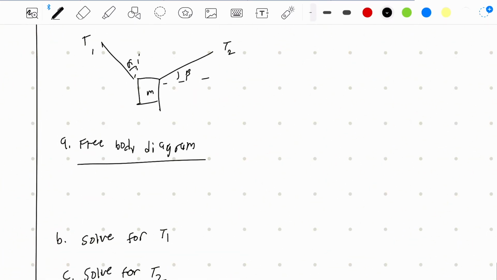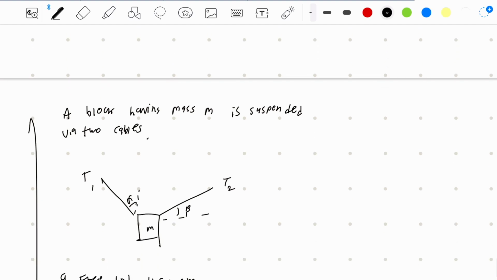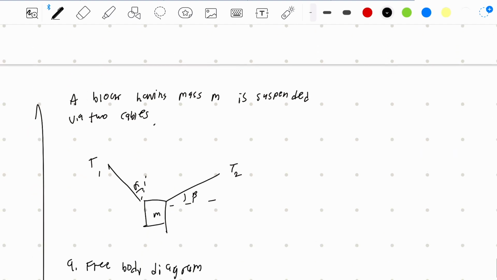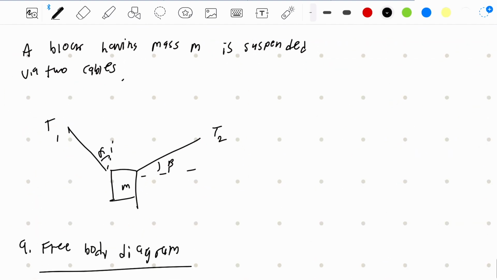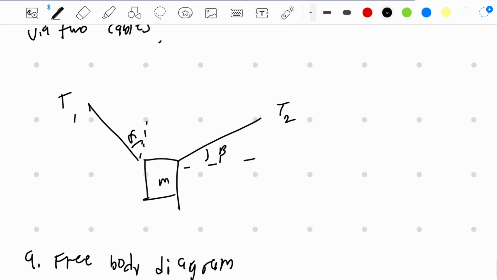So we're going to talk about doing another one of these here. This is another practice problem that we can do. So we have this block, and it has two ropes that are attached to it. And these are called tension forces, two ropes that are attached to it.